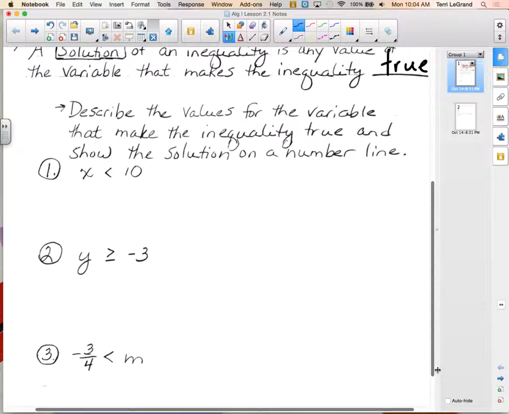Now I have my own way of how I want you guys to do a number line. It doesn't have to be really fancy. It does not have to be with a whole bunch of values tick marked on it.